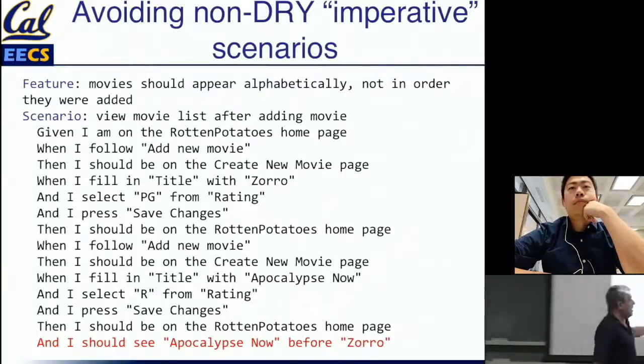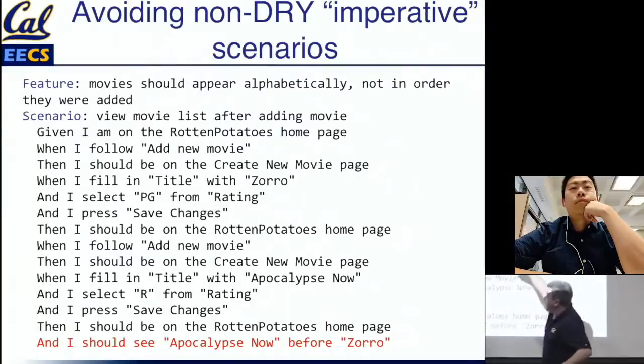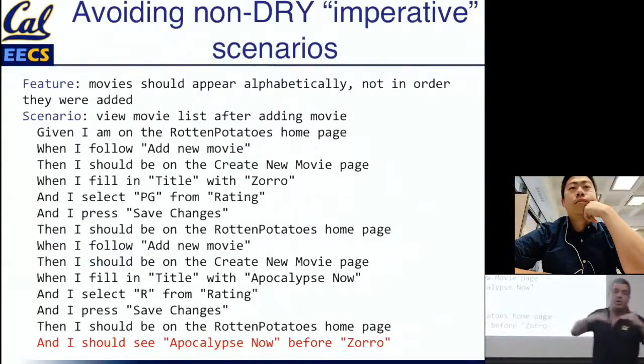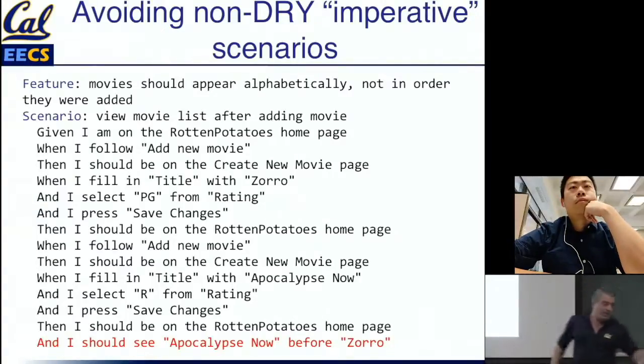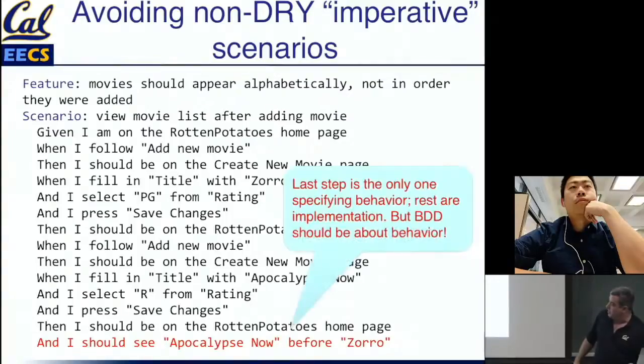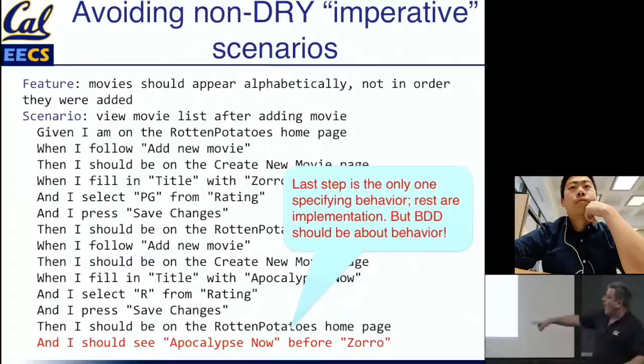The problem with this scenario, and by the way, this will work, right? If a human being did this, it's the same as the scenario doing it automatically. So there's nothing wrong with this from the standpoint of, is it actually testing the functionality? The problem is, from the point of view of being a good scenario, this is the only step in the whole thing that actually speaks to the behavior you want it to specify.